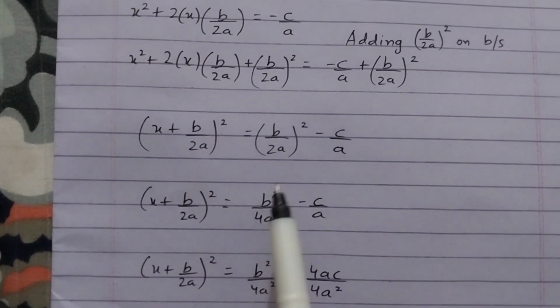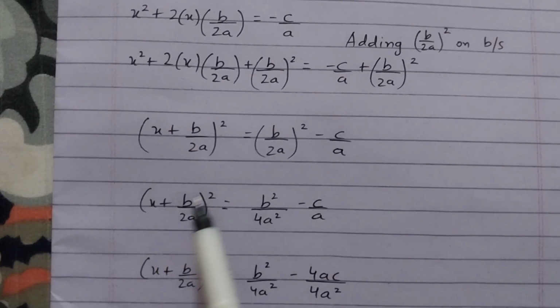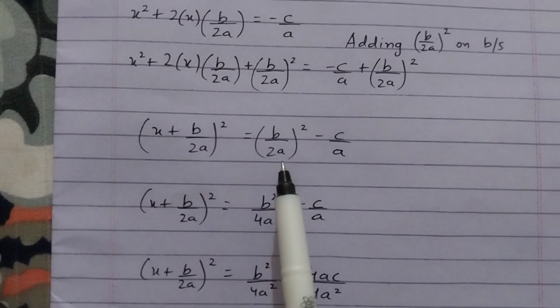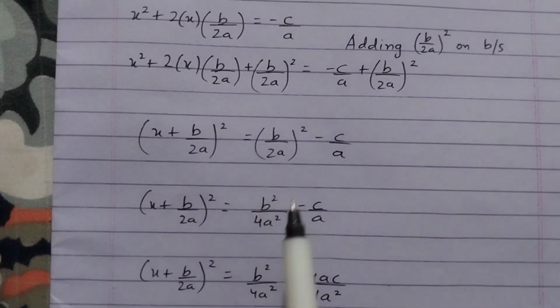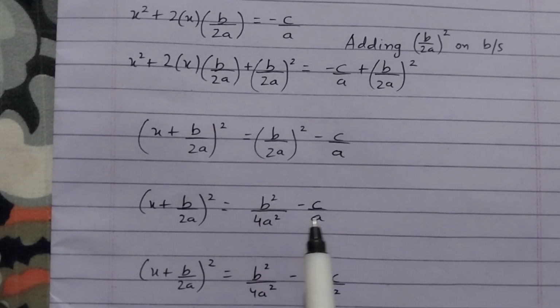And we are interested in basically the value of x. So firstly, we'll simplify the right side. For b over 2a whole squared, we take the square of both the numerator and denominator. We get b squared over 4a squared minus c over a.